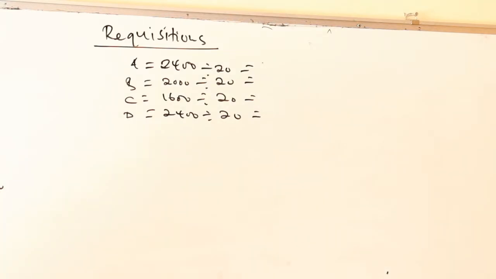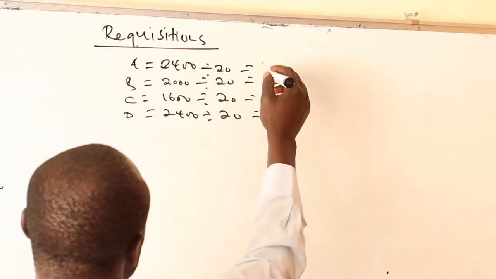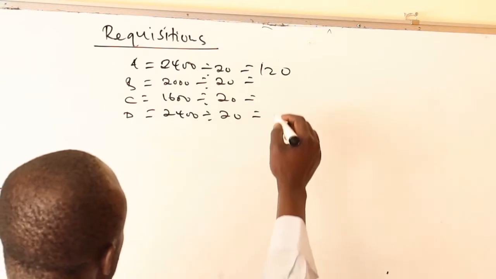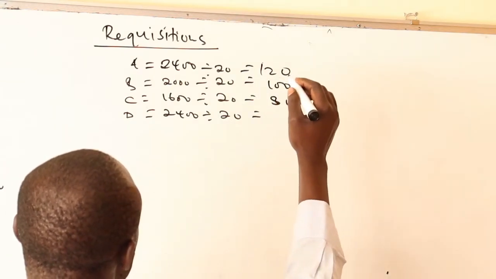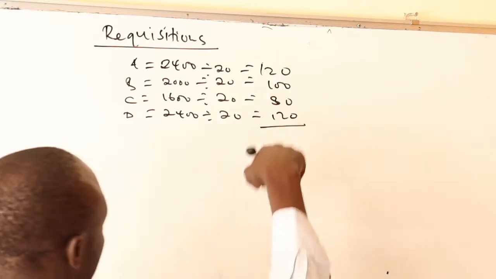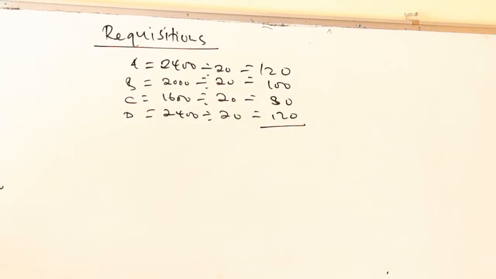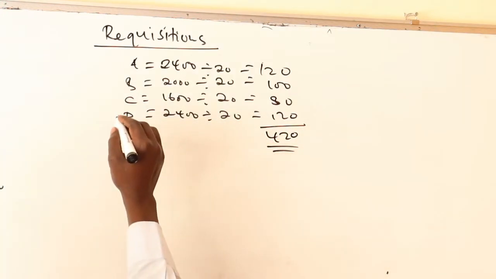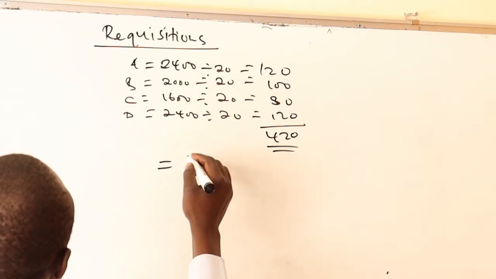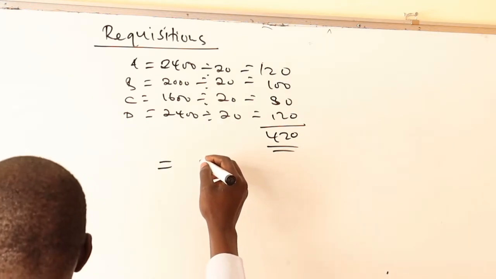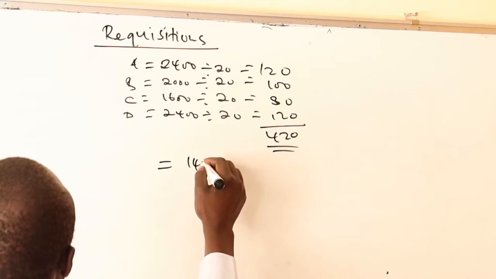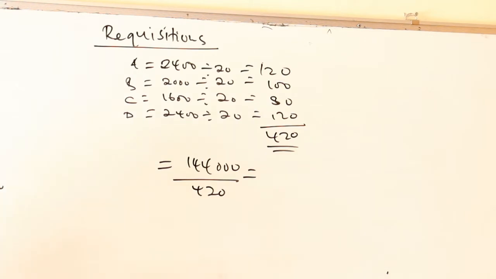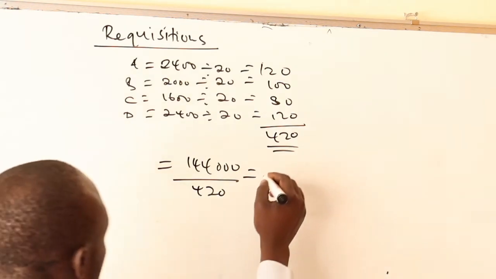So that will give us 120, 120, then 100, 180, and 120. And then we get the total, which is 420. So the absorption rate will be the total overhead for requisitions, 144,000, divided by 420, so you get 342 shillings.